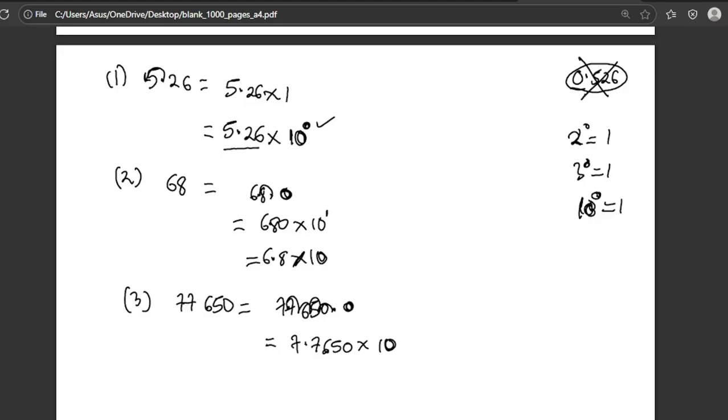What will be the power of 10? Because the original number we are converting is greater than 1, the power is a positive number. How many times did you move the point? 1, 2, 3, 4. You moved the point 4 times, and that determines the power, so it is 10 to the power 4. This is now 7.765 times 10 to the power 4. It's only the zeros after the last significant digit that are not significant. Any other numbers like 2 or 3 are significant and you must not leave them out. It's only the zero there that is insignificant.